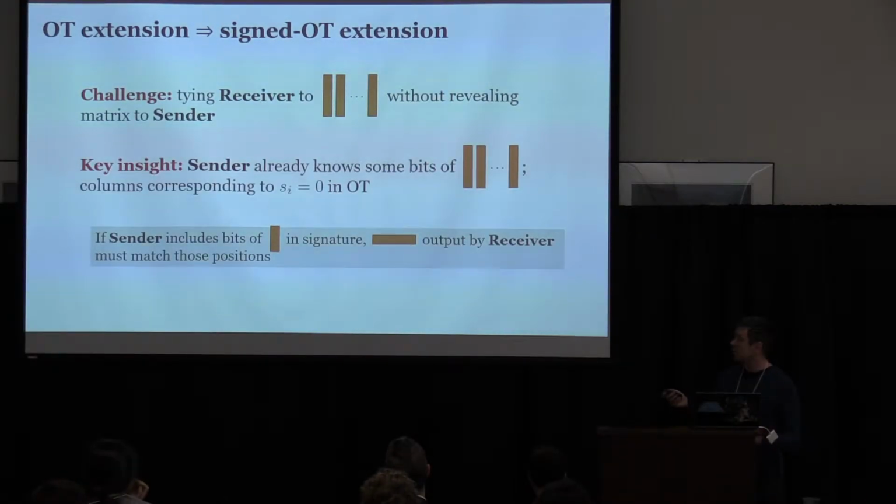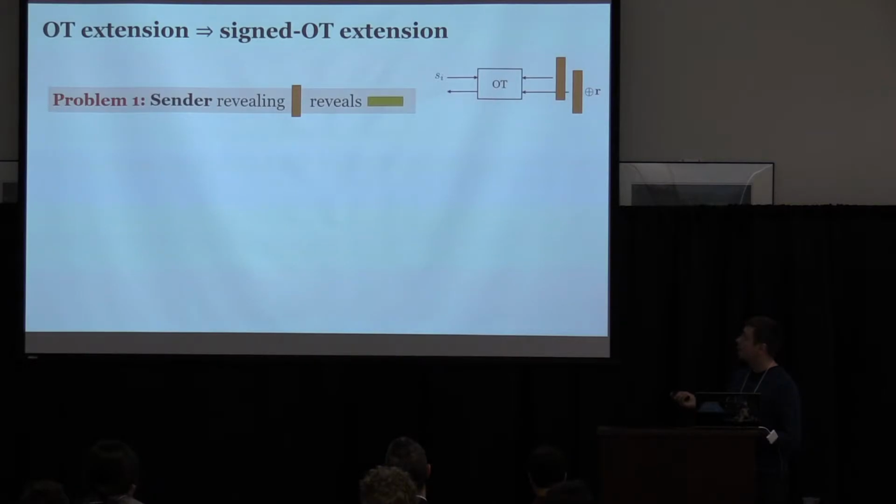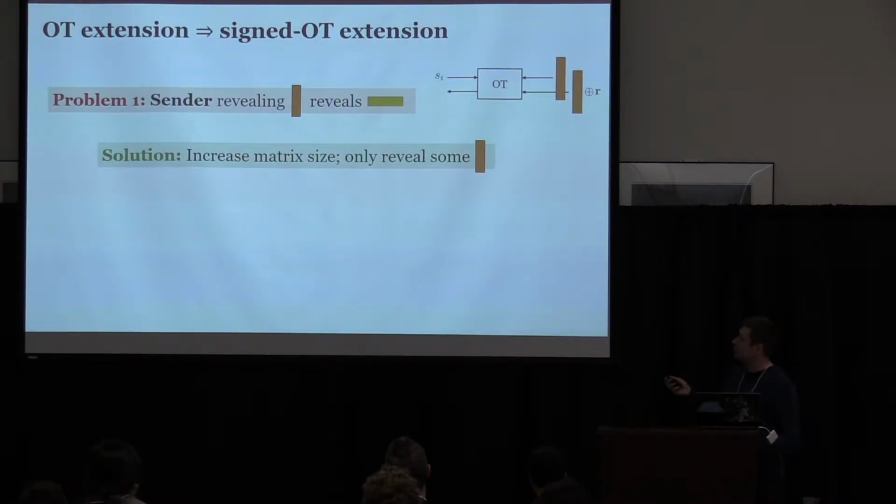But Alice cannot simply include these columns in her signature, because knowledge of these columns reveals information about her yellow vector, about her secret. So we cannot do that. Well, we can, because we can increase the matrix size. We're not going to reveal all of them. We're going to reveal just some of these columns, and it's going to be good enough. Revealing some of these columns reduces our security, so the length of the secret that Alice has is now shortened. We compensate for it by having a slightly longer matrix, and that works out.